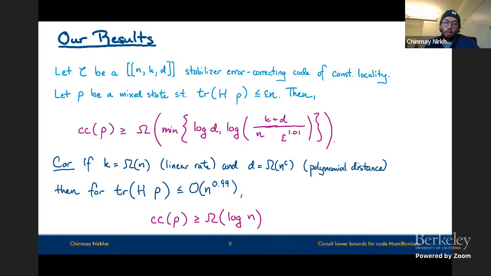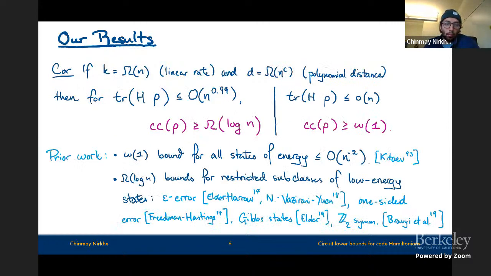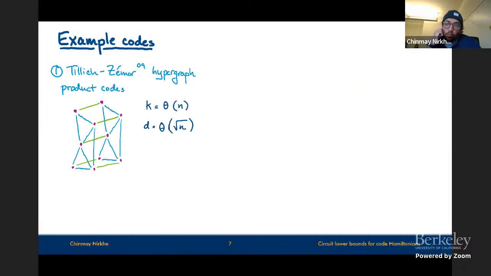So an example is that if you have a linear rate code and even polynomial distance, then any state of energy less than n to the 0.99 has log n depth, which is optimal up to constants right there. So maybe some example codes as to where this takes effect. One idea is the Tillich-Zémor code, which is this hypergraph product code, a very simple construction, which has been around for a long time, since 2009, where they quickly got a linear rate, but the distance was only square root n, but the lower bound we prove is the same thing I just said: n to the 0.99 has log n depth.